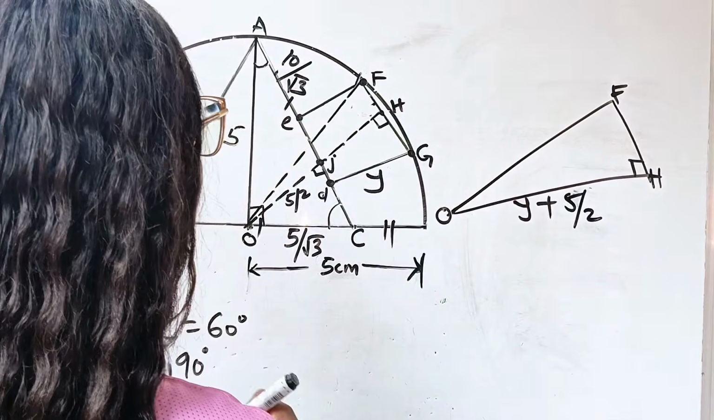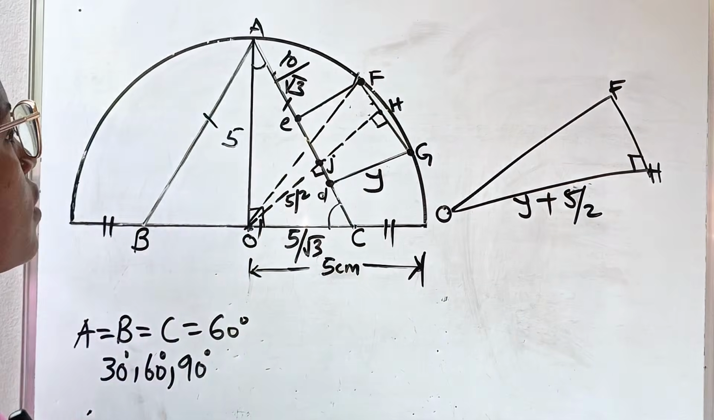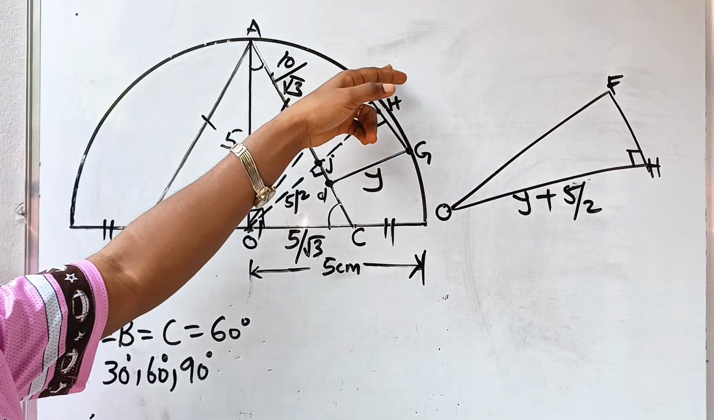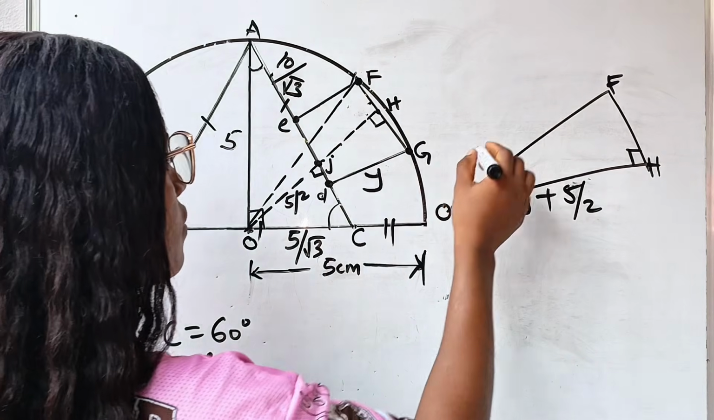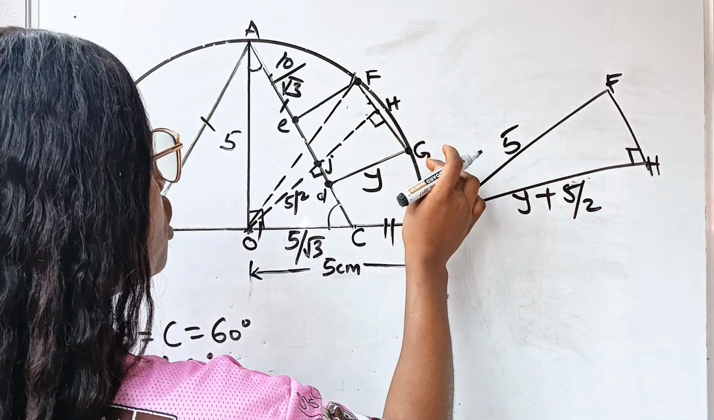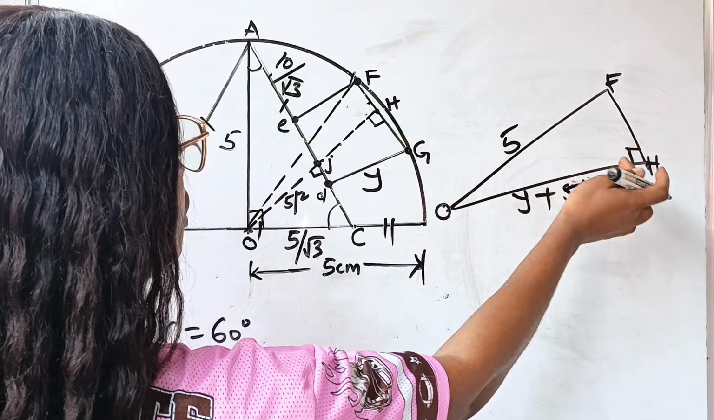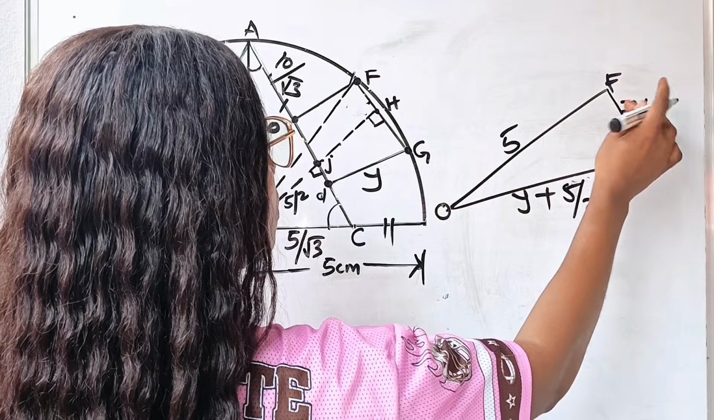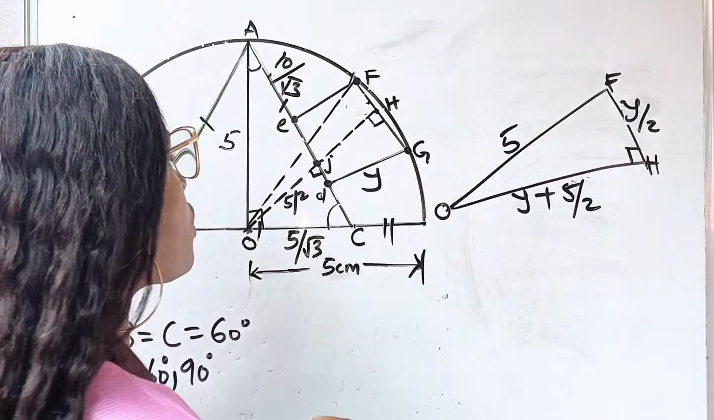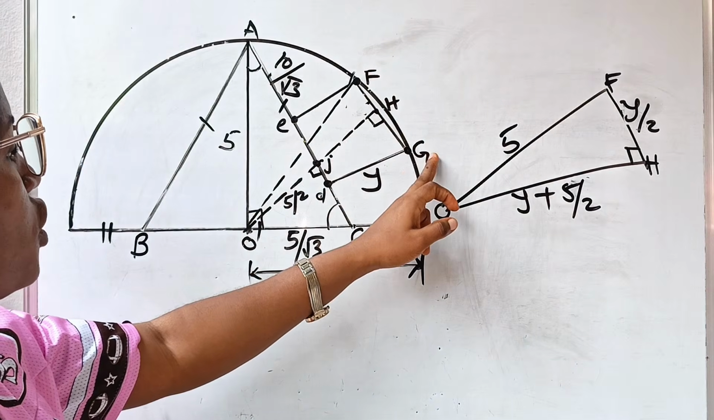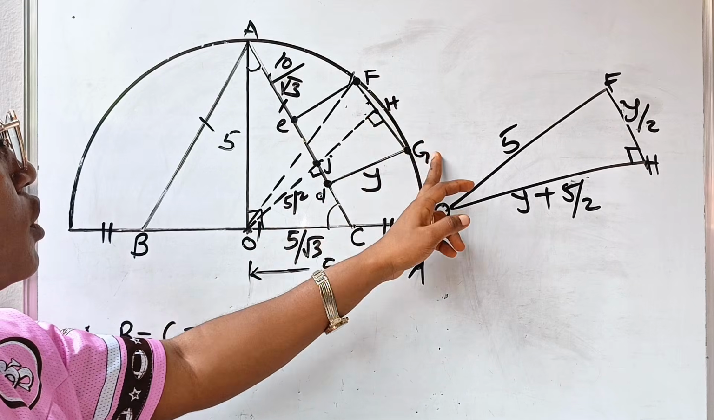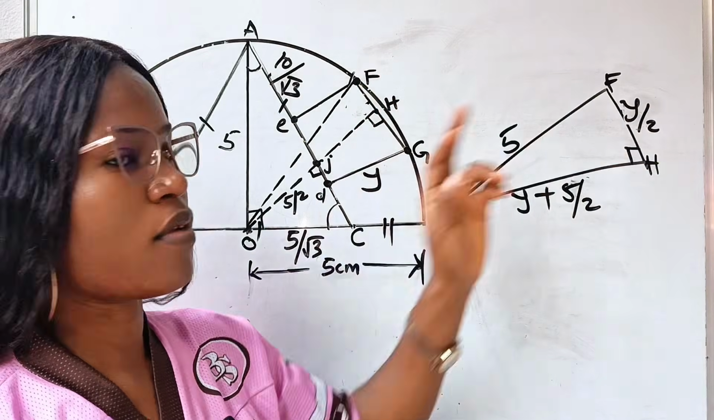Now OF is the radius of this semicircle. Therefore, OF is equal to 5 centimeters. So here is 5. And from here to here, FH will be y over 2. Now I'm going to explain why. It's going to be y over 2 because FG is also equal to y, which is the side of this square. Therefore, FG, half of it should be y over 2.